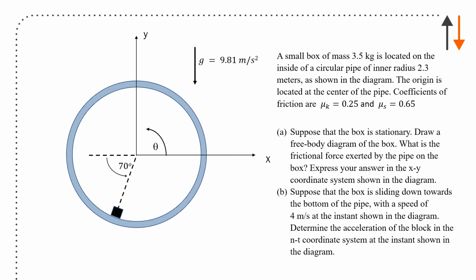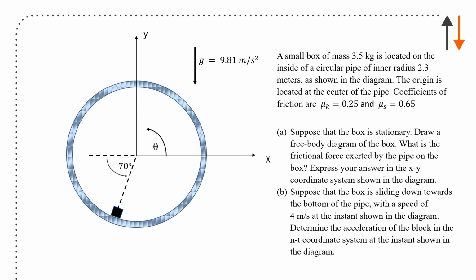Second problem, a small box of mass 3.5 kilos is located on the inside of a circular pipe of radius 2.3 meters as shown in the diagram. The origin is located at the center of the pipe. Coefficients of friction are given as mu sub k 0.25, mu sub s 0.65. Assume the box is stationary. Draw a free body diagram of the box. What is the frictional force exerted by the pipe on the box? Express your answers in the xy coordinates shown.